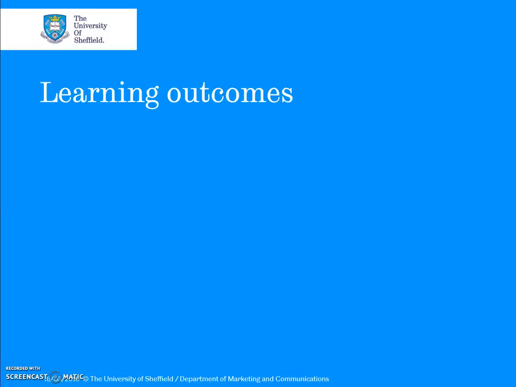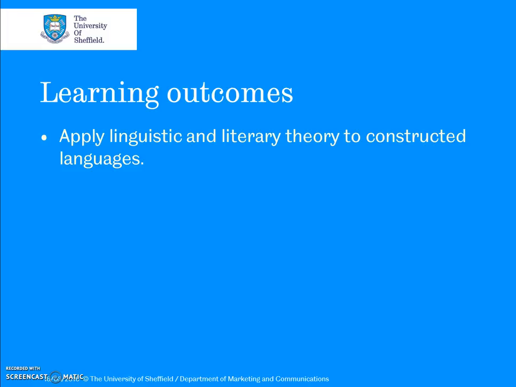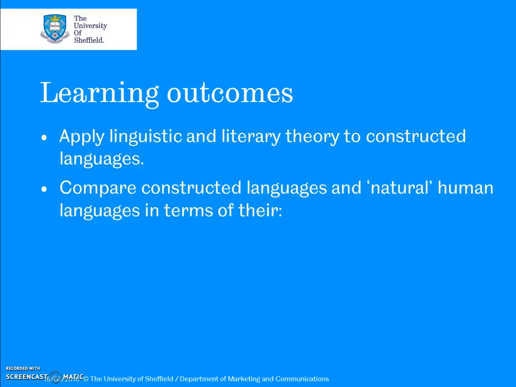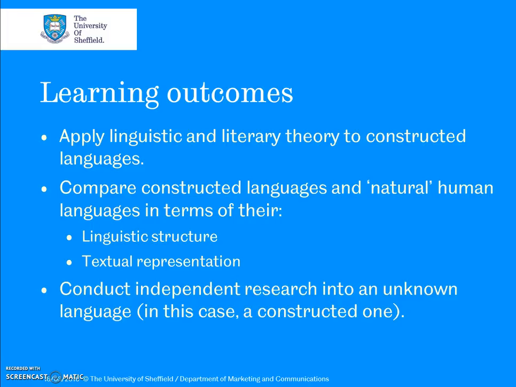Once you've taken this course, you will be equipped to take the linguistic and literary theory that you've already been learning in other courses and apply it to constructed languages. You'll be able to compare constructed languages to so-called natural human languages in terms of both their linguistic structure and their textual representation. And lastly, you'll get the chance to conduct independent research into an unknown language. In this case, for this course, it will be a constructed language, but the same principles apply when you're looking at unfamiliar languages that are spoken or signed anywhere in the world.